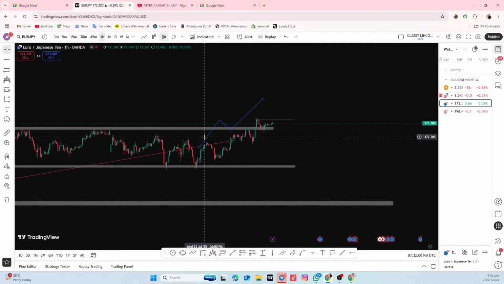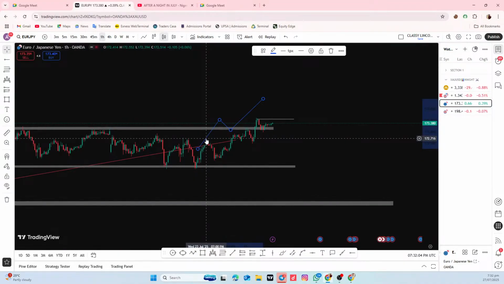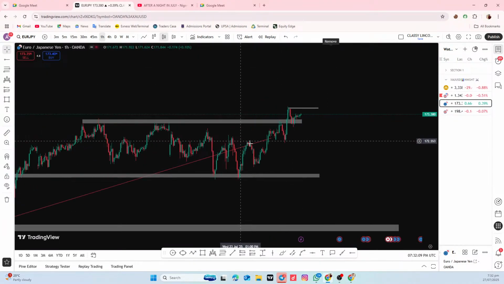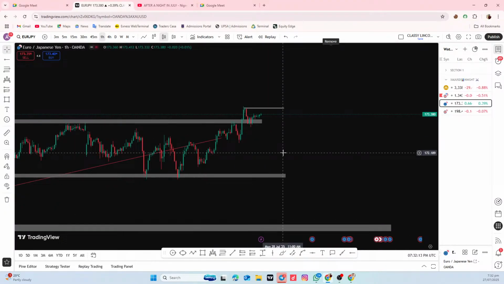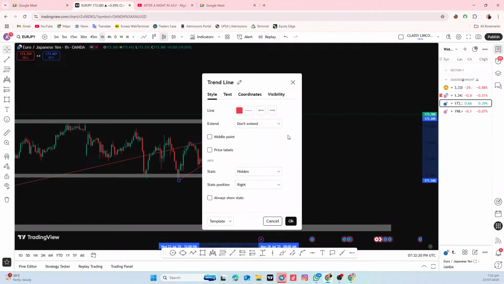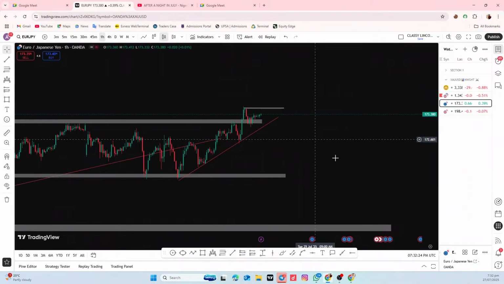So last week I did this for you guys, but it didn't break out last week. Nevertheless, this week the breakout has happened. It has broken out of that trend, and it breaking out of that trend is giving us a clear advantage for us to look for what? More buys on Euro JPY, right?